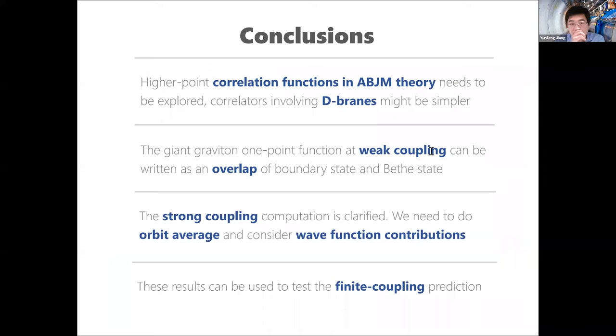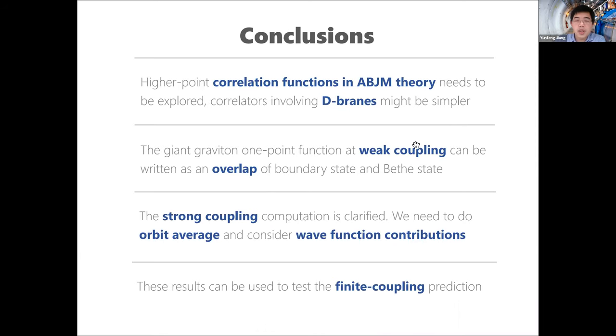So that's it. Let me conclude. First, I tried to convince you that higher point correlation functions in ABJM theory need to be explored, because we didn't know much about them. If we seriously want to solve ABJM theory, then a lot of work has to be done. And I think correlators involving giant gravitons might be the simplest possible setup with which we can start this exploration.